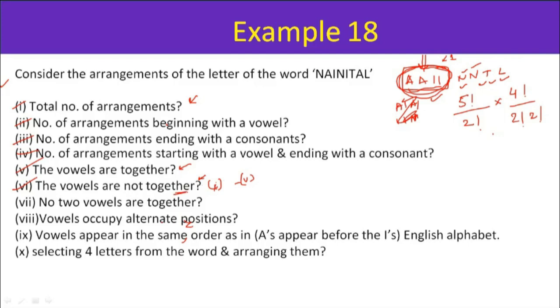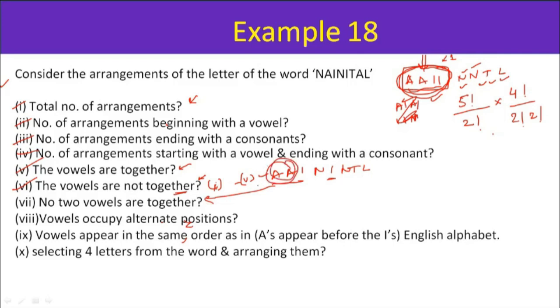Question number 5 was all the vowels are together. This one is the vowels are not together, which means cases like A, I, N, I, N, T, L will be counted here because, of course, all the vowels are not together. However, this case will not be counted in this because it says no two vowels should be together. There should always be something in between the vowels.